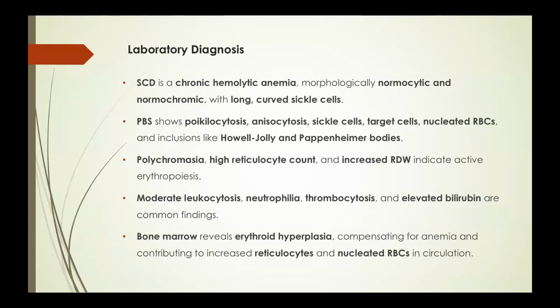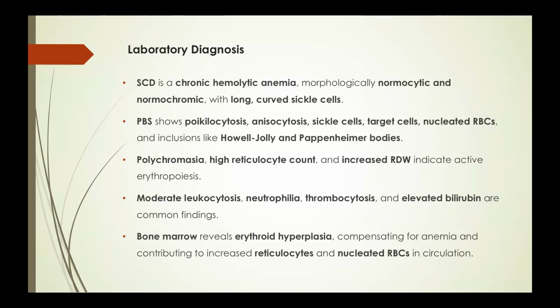Lab diagnosis for sickle cell disease: because sickle cell disease is a component of chronic hemolytic anemia, morphologically the cells will be normocytic, normochromic, with the long curved sickle cells. And the peripheral blood smear will show poikilocytosis and anisocytosis, sickle cells, target cells, and nucleated RBCs, sometimes with inclusions like Howell-Jolly bodies and Pappenheimer bodies.